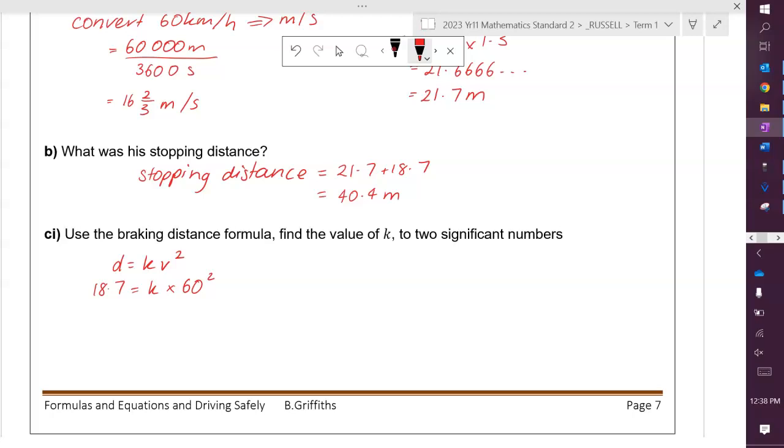So what we now think about is how do we solve this equation? I need to have k left on its own. This is multiplication, so the opposite is to divide, and I'm going to divide both sides by 60 squared. So k is 0.005194 recurring. But I want this to two significant figures, so I want two numbers after all of the zeros, because it is a small number. So 0.0052, and that's to two significant figures.